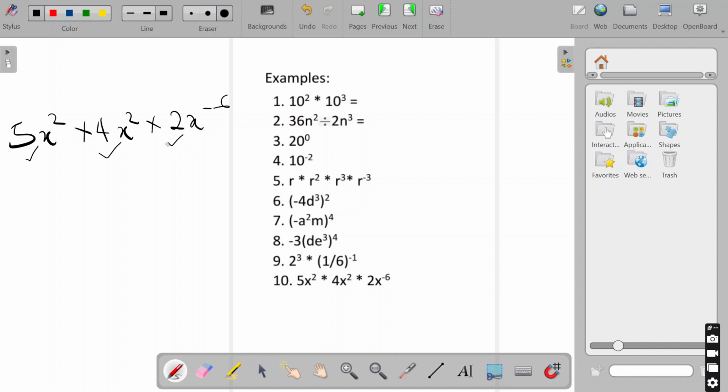So basically what you need to do is just multiply those three numbers, 5, 4, 2, because of the times sign here. 5 times 4 is 20, times 2 is 40. So that gives you 40.